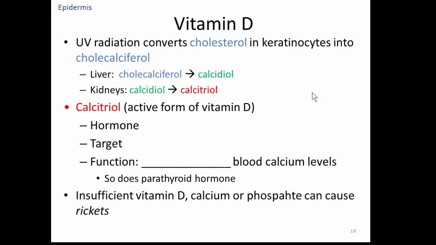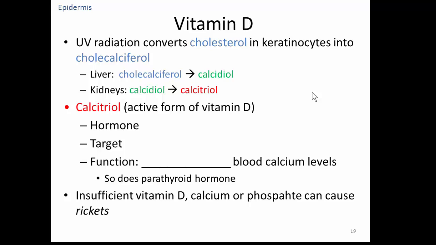And I promise that's the end of the converting. Calcitriol is what we classically think of as vitamin D. Calcitriol is the active form of vitamin D. And in the human body, calcitriol is a hormone. It's a chemical messenger that's released by the kidneys. When calcitriol is released by the kidneys, it goes into the bloodstream, and it primarily targets your small intestines. The function of calcitriol is to tell your small intestines to absorb more calcium. And this helps to increase your blood calcium levels. Parathyroid hormone does this too, in that it increases your blood calcium levels.